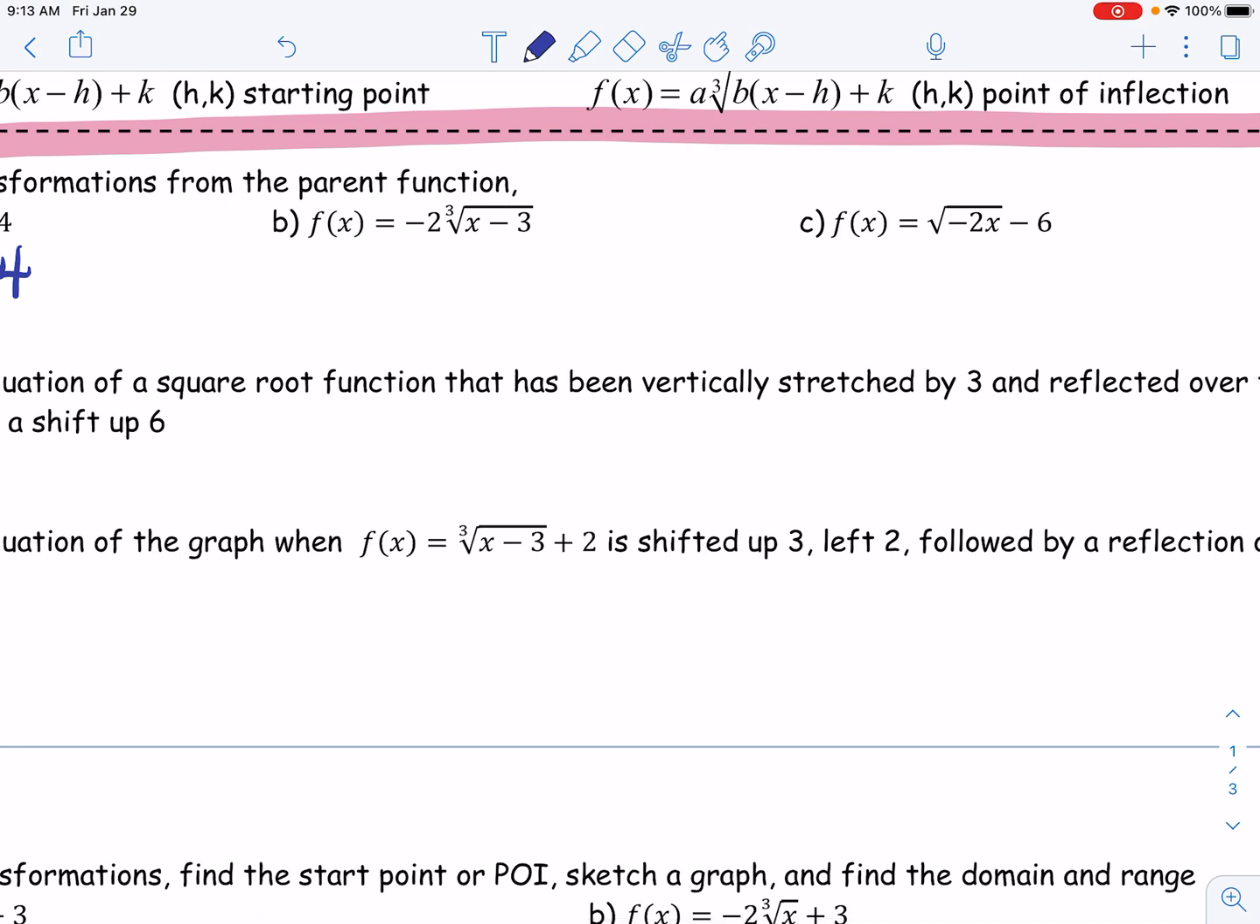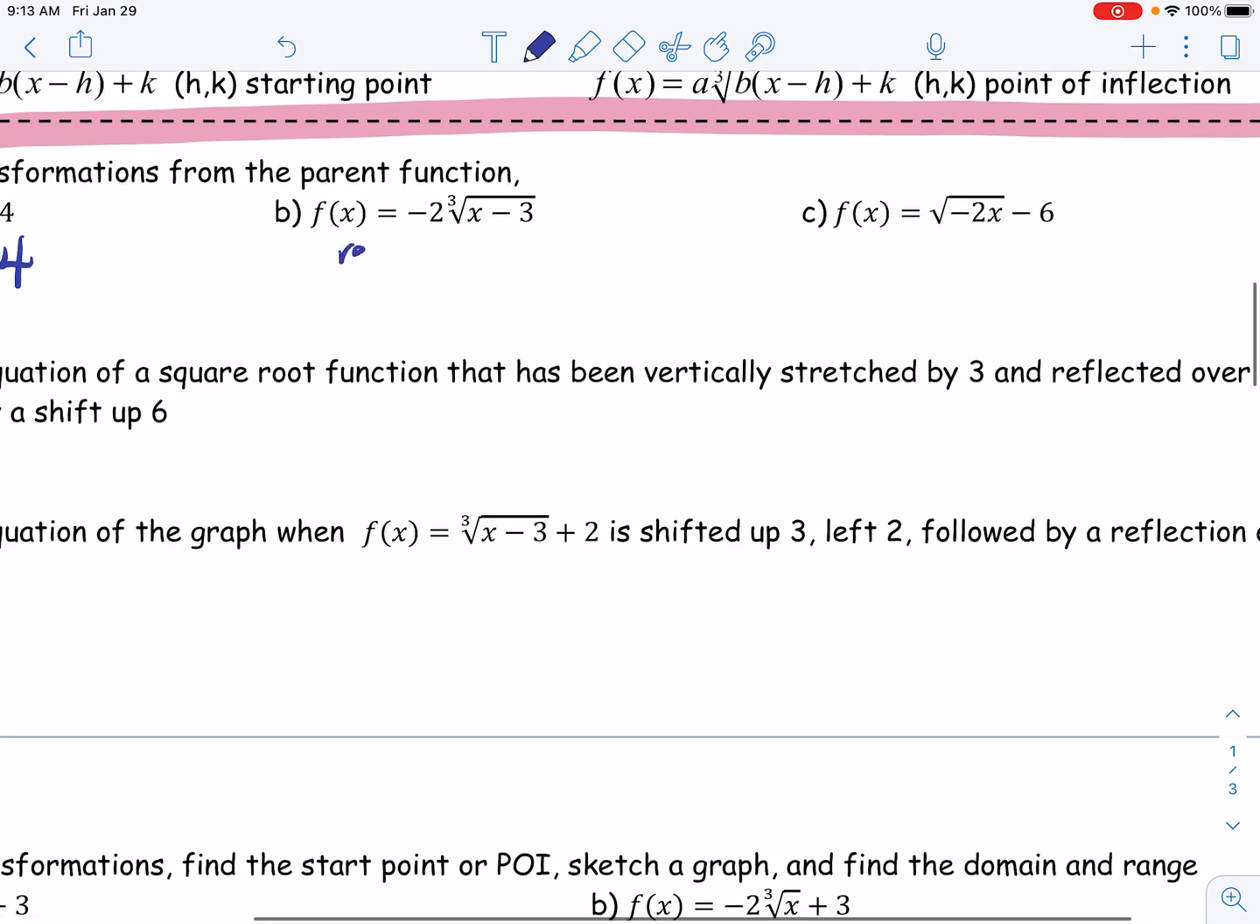The second one, we have the cube root. First thing I see is a negative out front, so that means we reflect over the x-axis. I also see a 2 out front, which means it's a vertical stretch. And I see an x minus 3 underneath the radical, so we treat that like it's inside the parentheses, so that means it's going to the right 3 units.